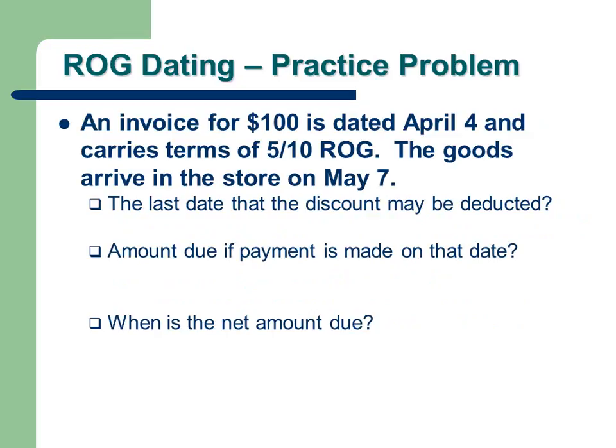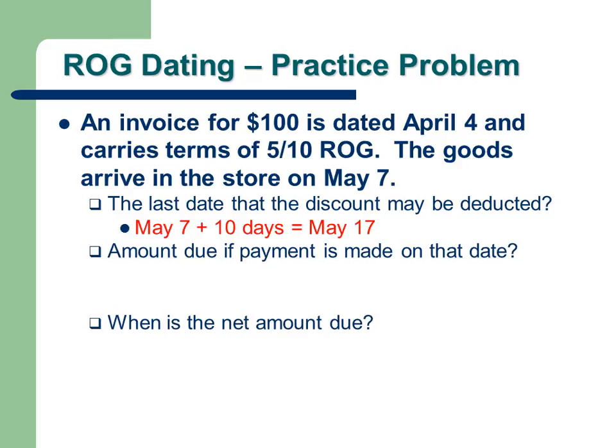All right, so let's work on a ROG dating practice problem. Let's say you're a buyer and you've got an invoice for $100, which is dated April 4th. The invoice carries the term of 5/10 ROG, and the merchandise arrived in the store on May 7th. In this case, what is the last date the cash discount can still be deducted? If the payment was made on the last day of cash discount, what would be the payment amount? And when is the absolute net amount due date? Let's pause the video and work on the problem.